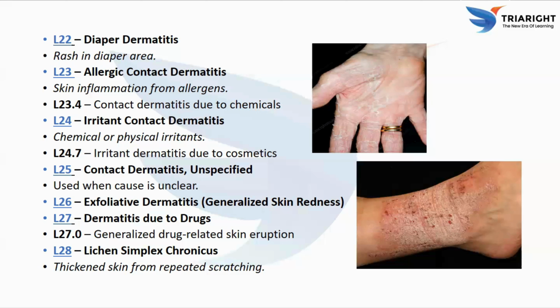So L28 is for lichen simplex chronicus. So what is the cause? Repeated scratching, causing thickened skin, and this is often associated with stress, anxiety, and long-term itching disorders. Common areas are the ankles, neck, wrist, and genitals. So what are the key clinical features? It's lichenification, a thick, dry, hyperpigmented skin. So this is about the code L28.